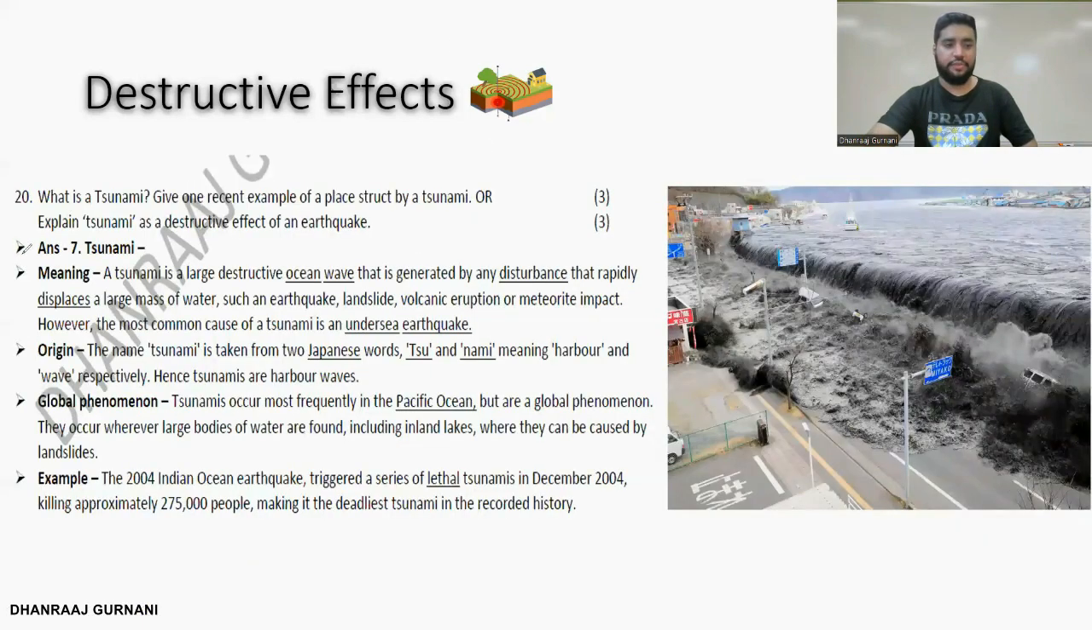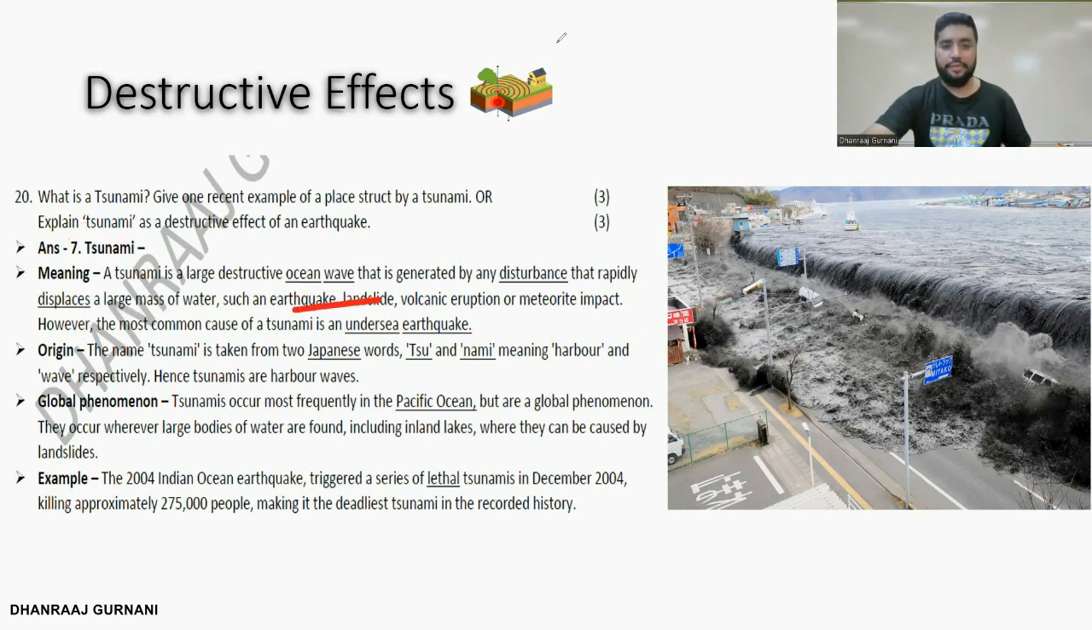Seventh destructive effect, tsunami. I've divided tsunami into 4 points because it was a big point. Number one, let's see the meaning. Here is an image of a tsunami. A tsunami is a large ocean wave that is generated by any disturbance that rapidly displaces a large mass of water. When a large mass of water, usually in a sea or an ocean, gets displaced or disturbed, a large ocean wave is created. That is a tsunami. Such an ocean wave may be created because of an earthquake.